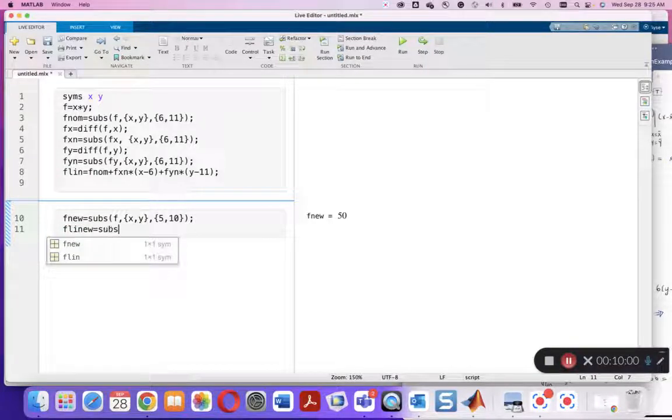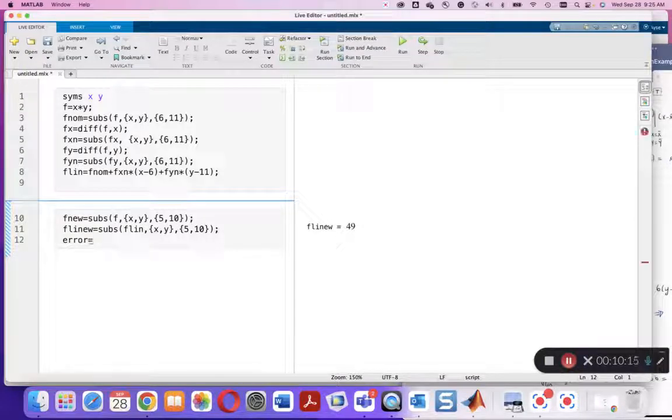Okay, and substitute in our linearized function the new values 5 and 10. And from here, we will be able to find the percent error. Let me calculate. The error should be equal to f new minus f linearized new, divided by the true value, multiplied by 100. So I'm able to find my percent error here.